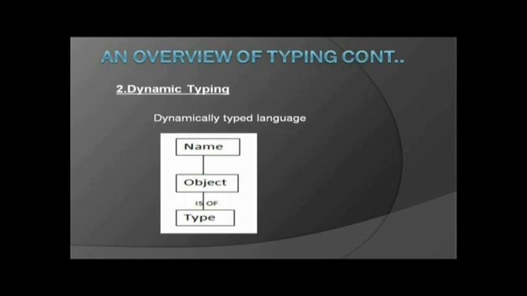In a dynamically typed language, every variable name is bound to an object unless it is null. Names are bound to objects at execution time by means of an assignment statement, and it is possible to bind a name to objects of different types during the execution of the program.